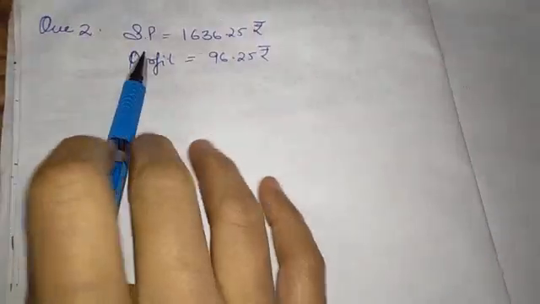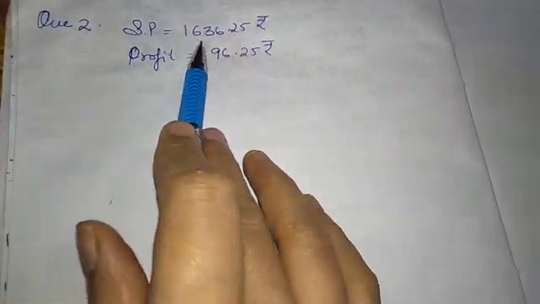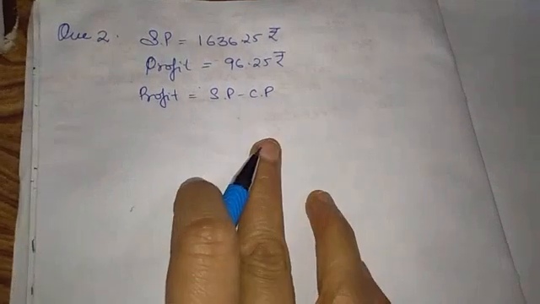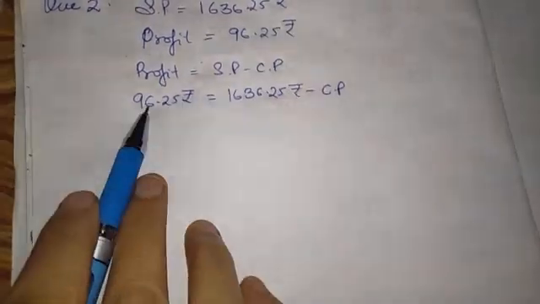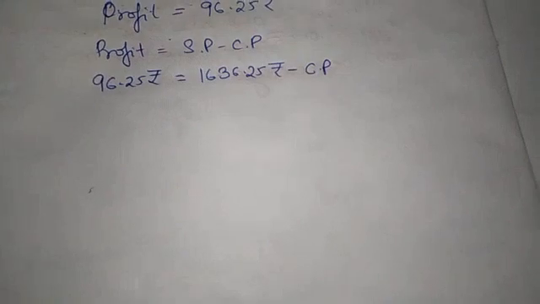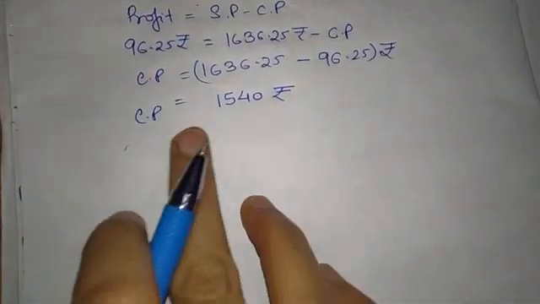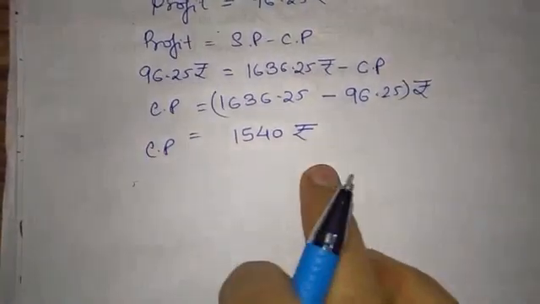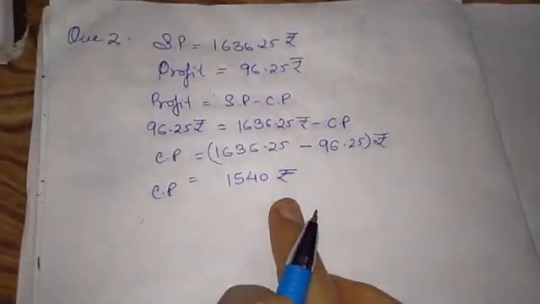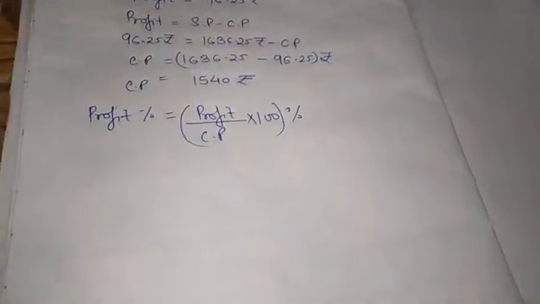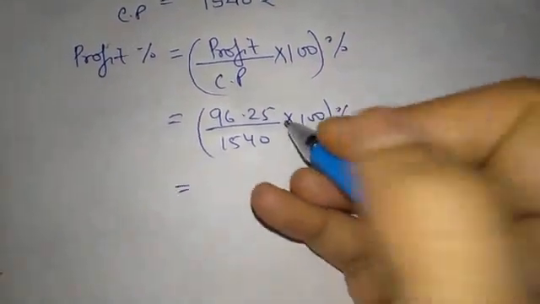Here in question number 2 we were provided with the selling price and the profit. Profit is equal to selling price minus cost price. We will take this CP to this side in order to find the value. We will subtract these two. So after subtracting, we got the cost price is 1540 rupees. Now it is easy to find the profit percent by using this identity, putting the values.